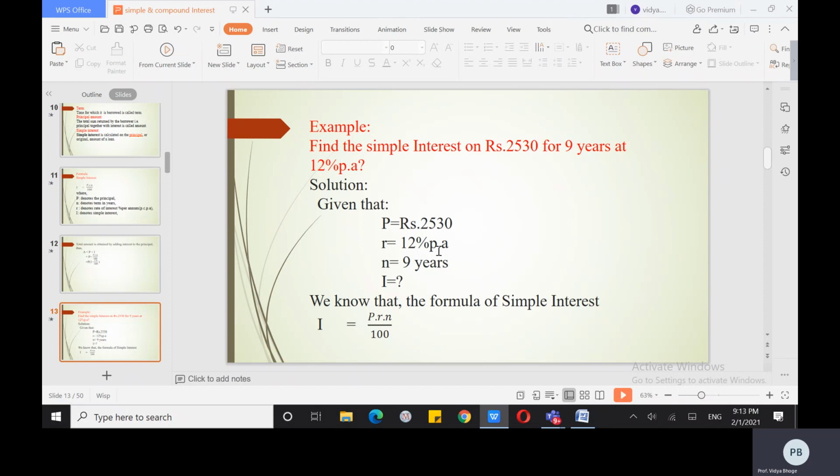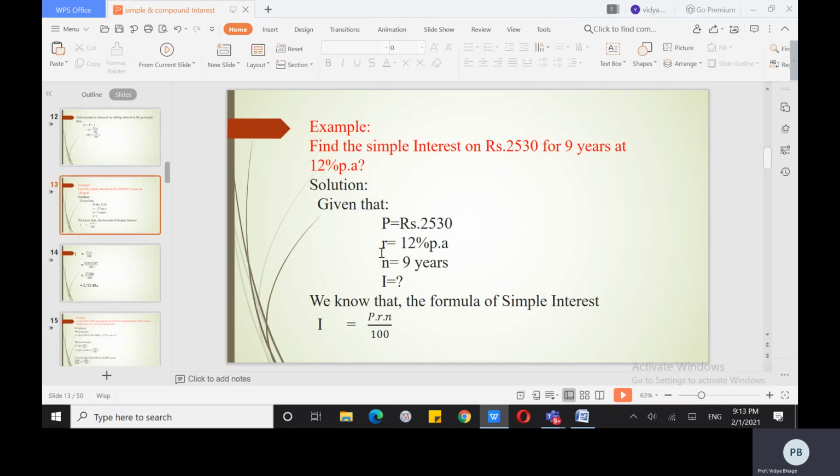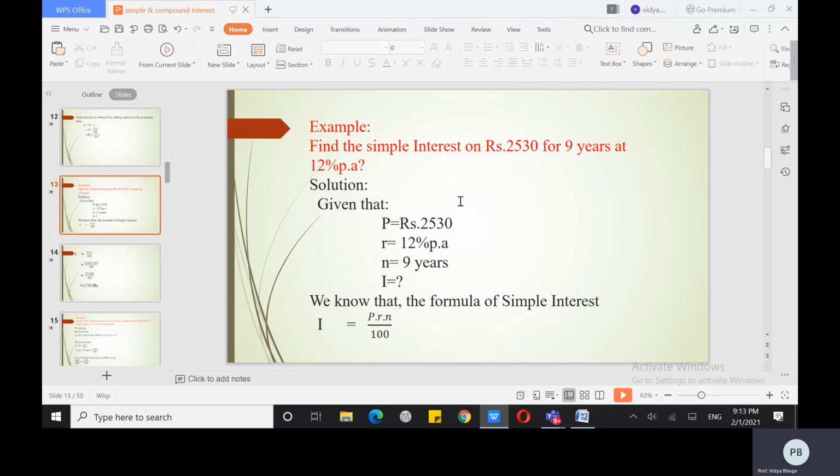Then we have to calculate I. Now we know the formula for simple interest: I is equal to PRN upon 100. Put all the values of P, R, N in the formula and we get the simple interest. Note this: put P equal to 2530, R, the rate of interest, equal to 12, and N equal to 9. By putting these values in the formula, we get the answer 2732.4. It means on principal amount 2530, we get interest 2732.4 for 9 years at 12% per annum.